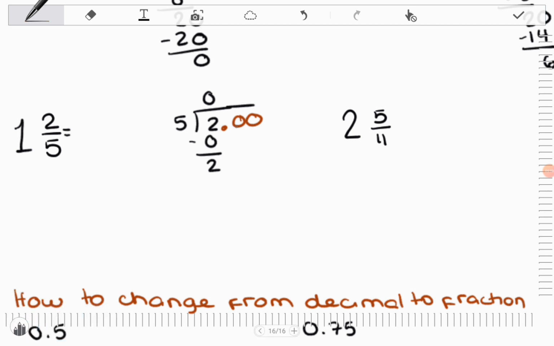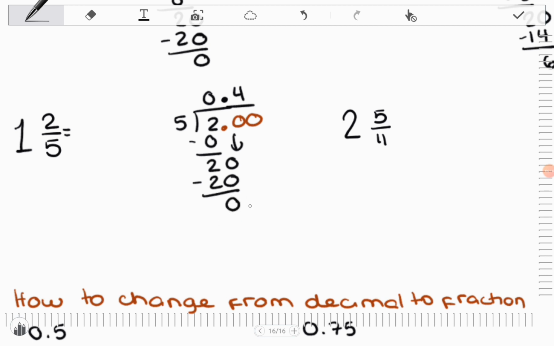So I'm going to bring the 0 down. Before the 0, there is a point here. I put it right here on top. And I bring the 0 down. 5 times what is close to 20? 5 times 4 is actually 20, right? So 4 times 5 is 20. And if I subtract, the remainder is 0.